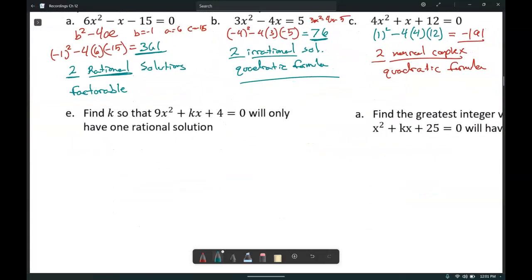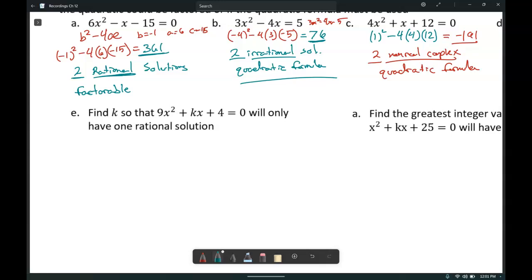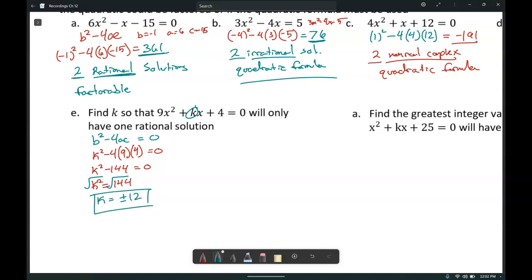Now we can use our information about the discriminant to answer questions based on certain criteria. We want to find the value of k so that we'll only have one rational solution for the quadratic. That means our discriminant has to equal 0. Well, if we substitute the values that we have, we can go ahead and solve for k. When we square root both sides, we get a positive or a negative 12. So k could be either 12 or negative 12, and then our quadratic would have only one rational solution.